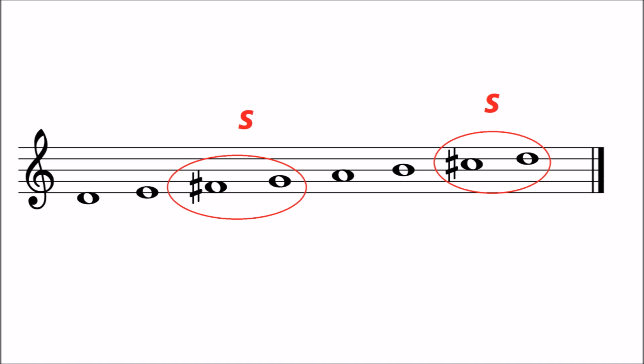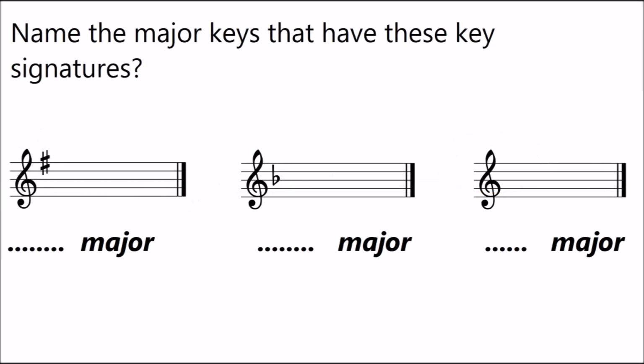Next, can you name the major keys that have these key signatures? The first one is G major. The next is F major, and the last one is C major.